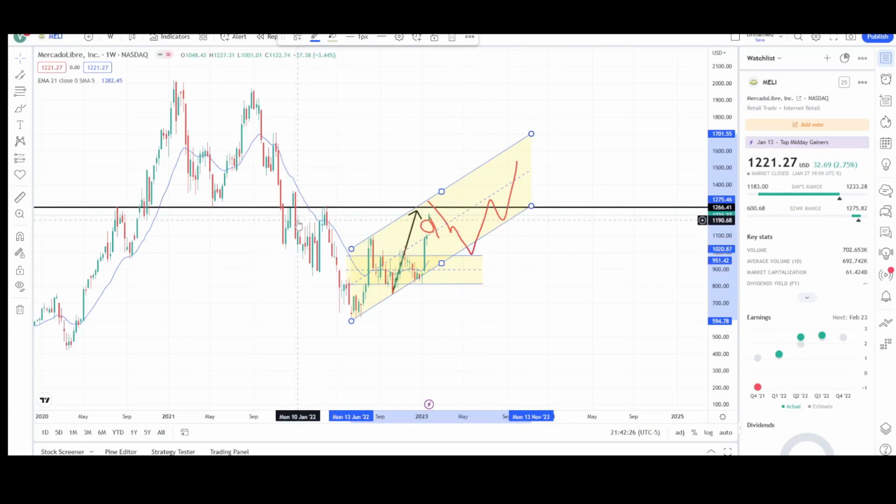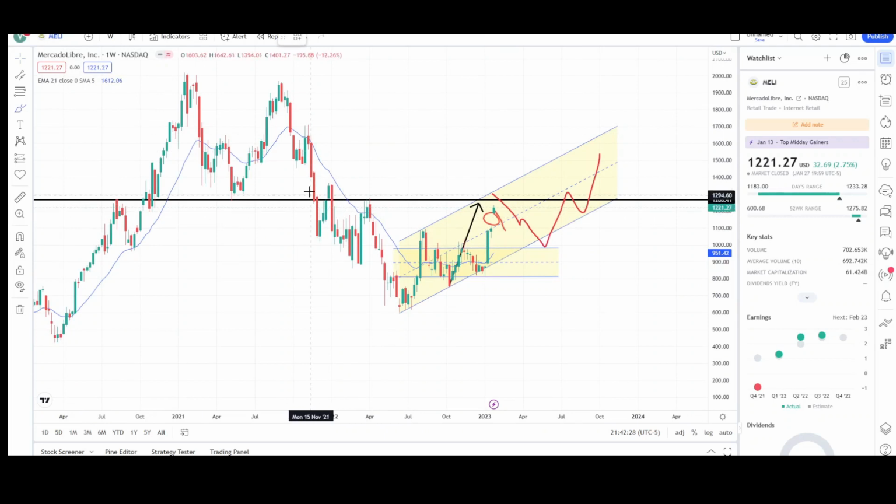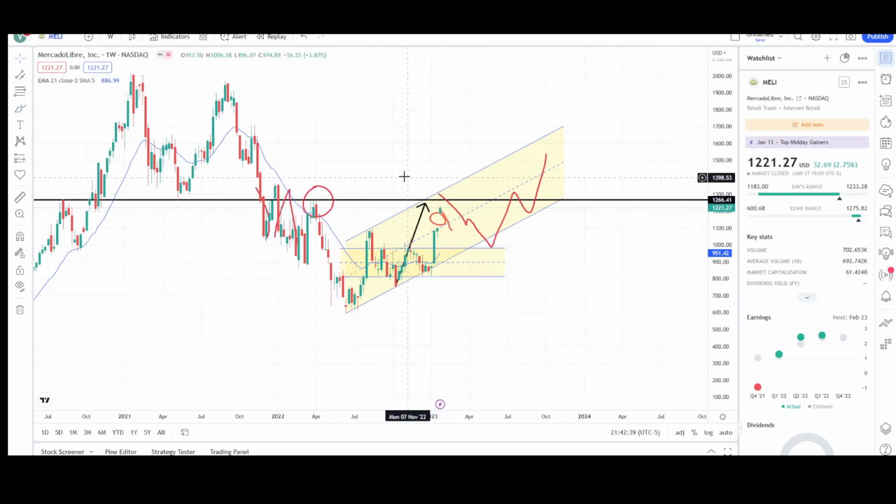Just because we break it doesn't mean it's all good. You can see that prices broke this level right here, and then it just broke above it and failed. Now we can see price go down and hold right here, and then it was acting as resistance. So it's going to be acting as resistance again.